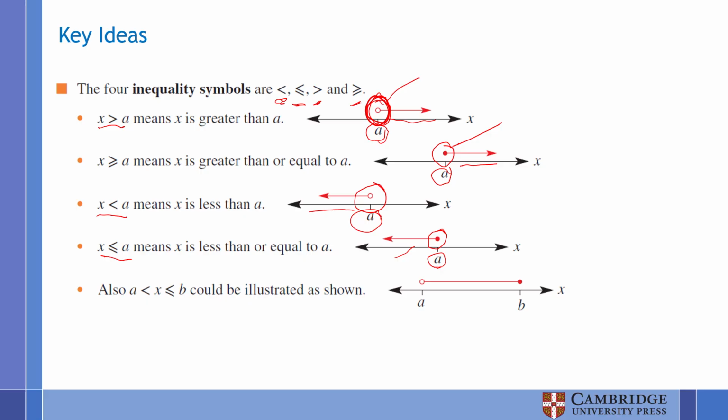Okay. Now we can actually combine some of these in this last little bit of key ideas here, where we're saying x is greater than a, but less than or equal to b. So basically we're going to be saying, like our picture shows here, that we're between these two values of a and b, but we are not allowed to include a, but are allowed to include the value b.